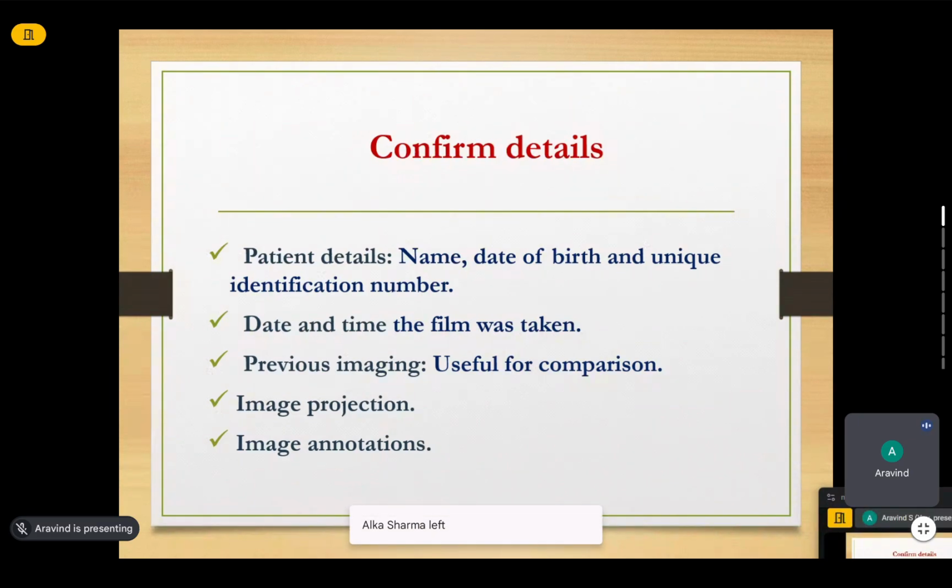Initially, we have to confirm the patient details like name, date of birth, etc., and the date and time when the film was taken. If a previous X-ray is available, compare it with the current X-ray to look for prognosis, whether the condition is improving or worsening. You also have to check the image projection, in which view the image has been taken, whether it is PA view or AP view, meaning posterior anterior or anterior posterior view, or lateral view. These things, the patient details, date and time, will be labeled on the film itself. They are known as the image annotations. So we have to look at the image annotations to get these details.